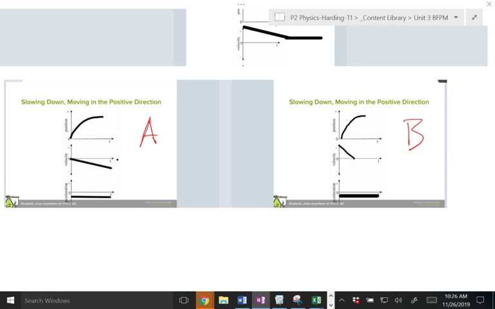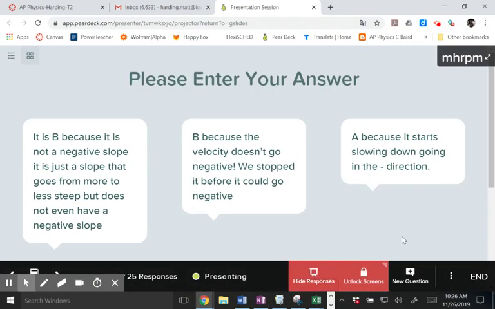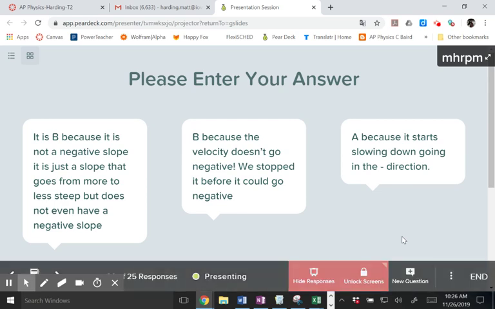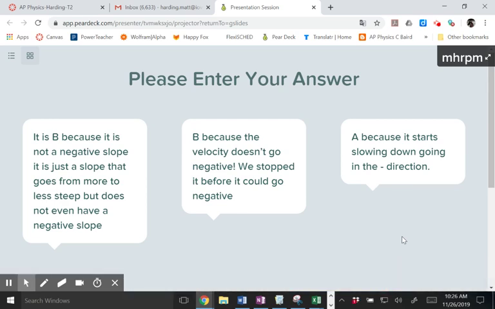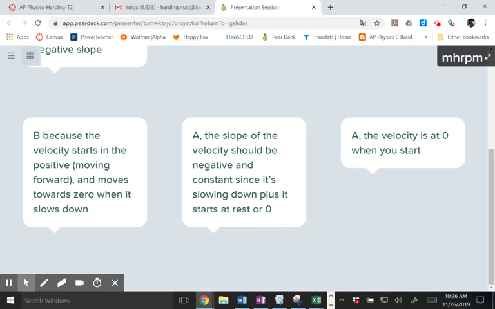All right, so let's lock this down quick just so people aren't changing stuff. So we got it's B because it's not a negative slope. It's just a slope that goes from more to less steep but does not even have a negative slope. B because the velocity doesn't go negative. We stopped it before it could go negative. A because it starts slowing down in the negative direction. B because the velocity starts in the positive and moves towards zero when it slows down. A because the slope of the velocity should be negative and constant since it's slowing down. Plus it starts at rest or zero. A, the velocity is zero when you start, okay?